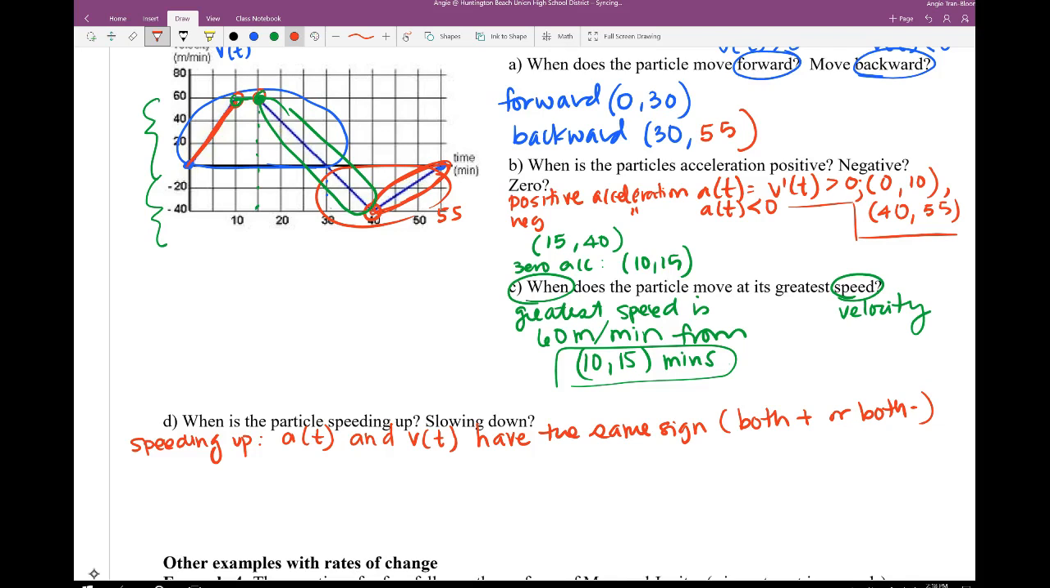Slowing down, okay, means a of t and v of t have opposite signs, okay? All right, so one's positive, one's negative, vice versa. So let's talk about when is it slowing. Let's do, oh, I wrote speeding up first. I guess let's do speeding up first, okay? Speeding up.